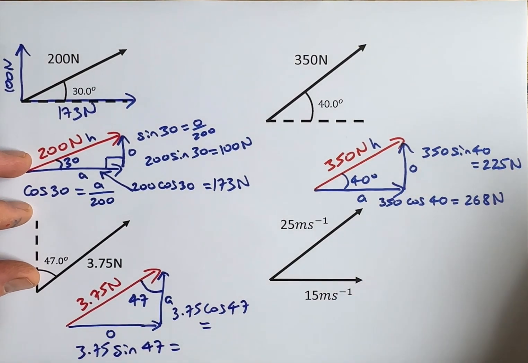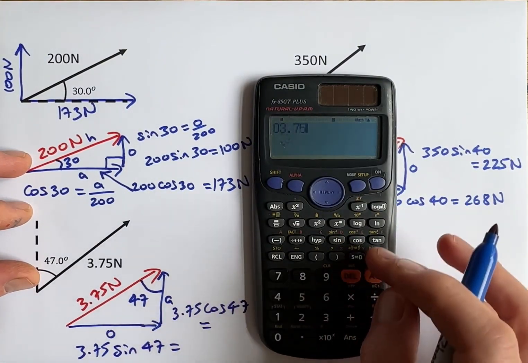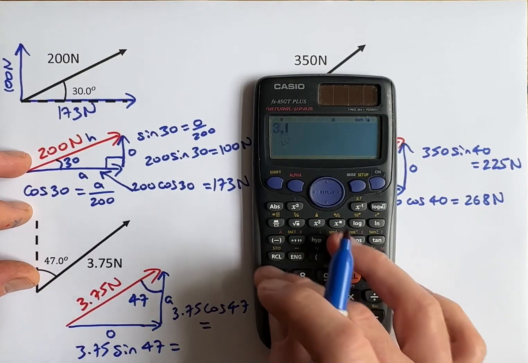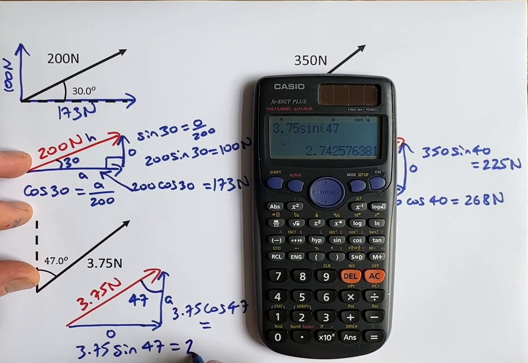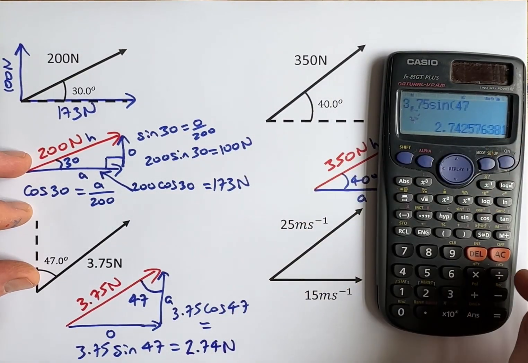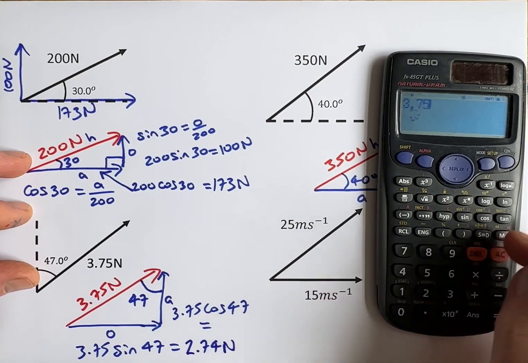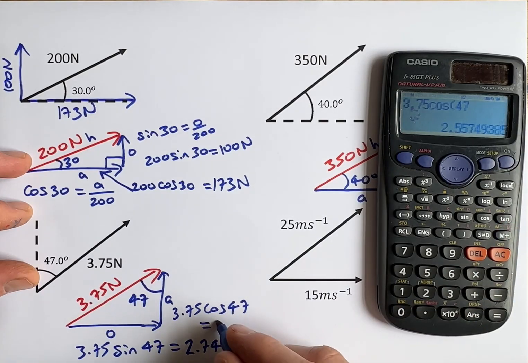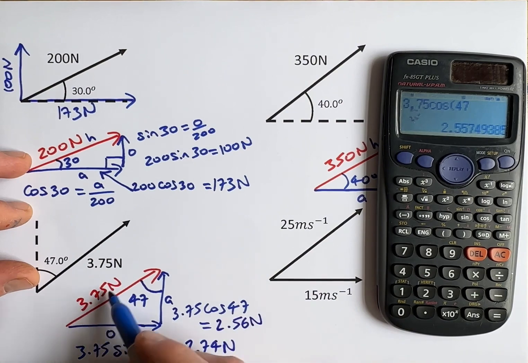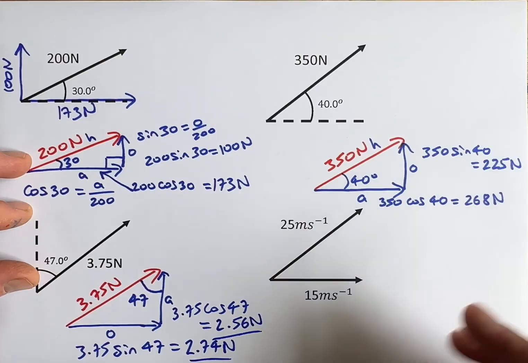And if you work that out, you're going to get the following: 3.75 sine 47 gives you 2.74 newtons, and 3.75 cos 47 gives you 2.56 newtons. So you notice that was three significant figures, both of those. So there's your answers there.